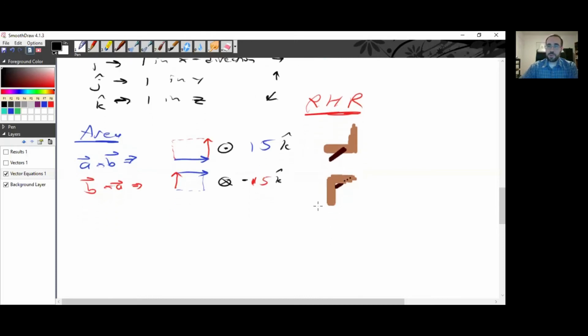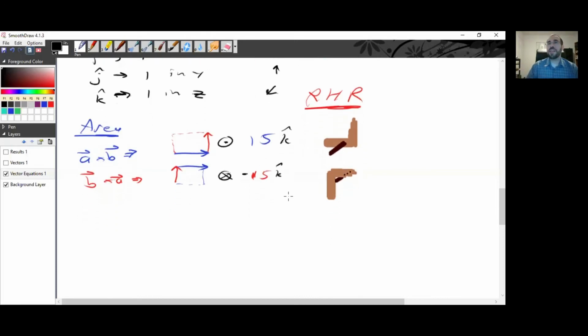Now, this is the only way that we determine direction, by using the right-hand rule. It's arbitrary, right? You could understand that this is into the screen and the other one is out of the screen. That would be valid too if we used that type of rule. But this arbitrary rule, the right-hand rule, is what we use to determine the direction for everything moving forward with vectors and cross products, okay?